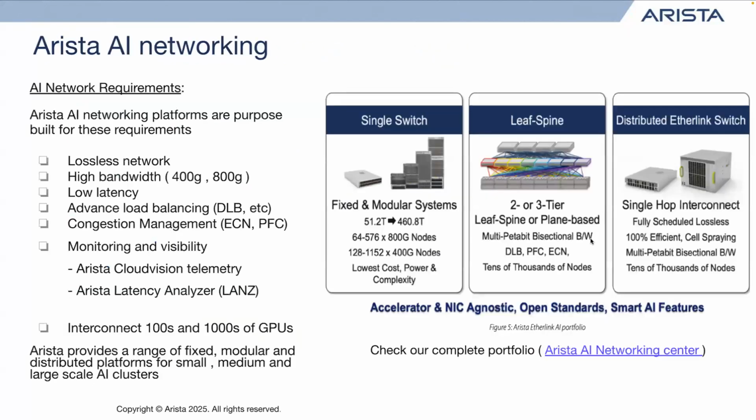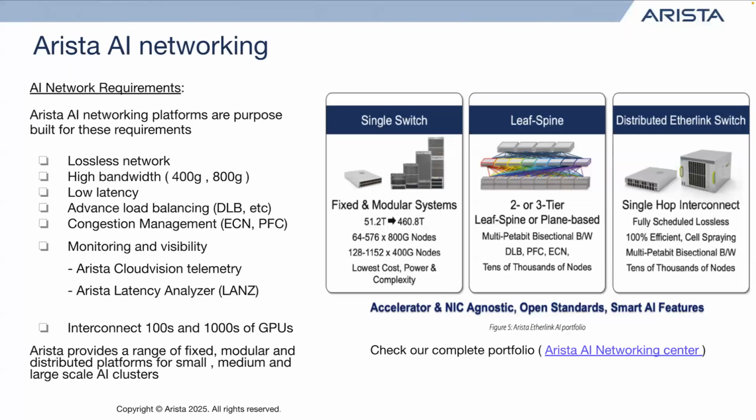Before we get started with the troubleshooting scenario for today, let's talk a bit about what it takes to build a superior AI networking fabric. First of all, it needs to be a lossless network. It should support high bandwidth speeds like 400G and 800G connectivity. It should be capable of low latency forwarding. Advanced load balancing features like dynamic load balancing should be supported on the fabric. And ECN and PFC congestion management features should be available.